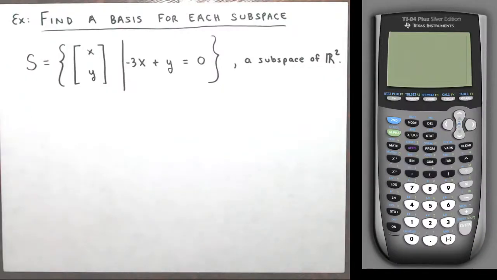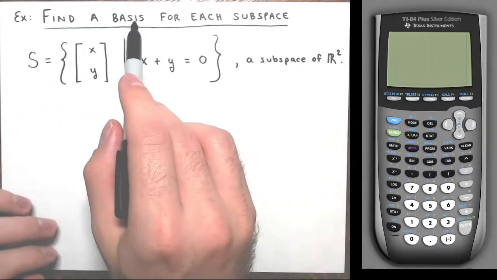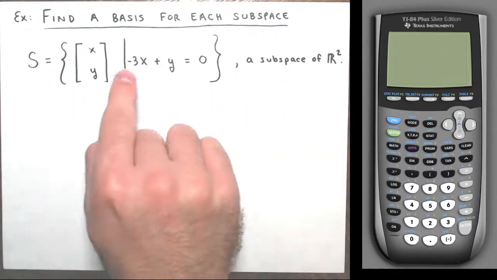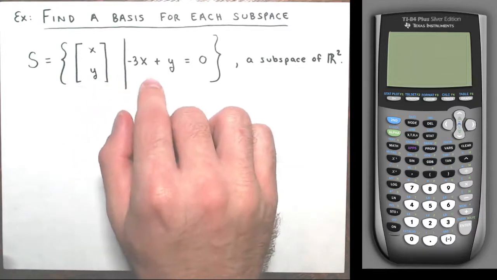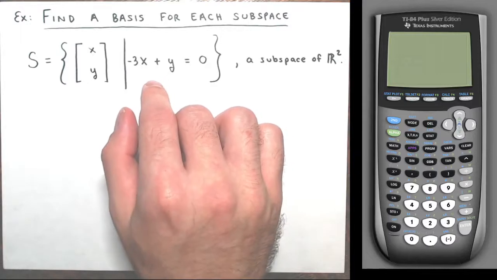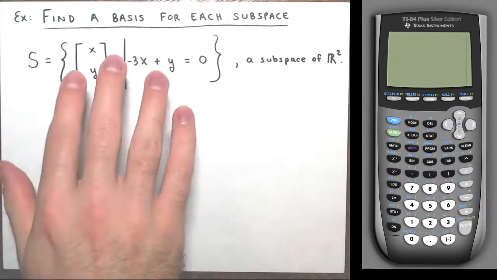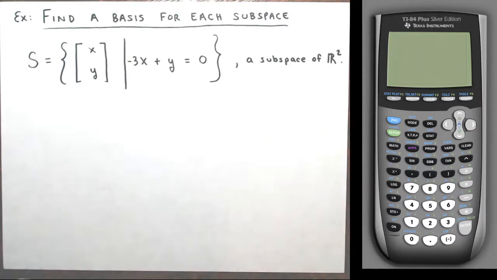So my first example, and this is the same instruction for every example for the rest of the video: I'm asked to find a basis for each subspace. I'm already telling you this is a subspace. You can check it on your own. You can see that it's non-empty, it's closed under vector addition, and it's closed under scalar multiplication. And it's a subset of R2, so it inherits all those other eight vector space axioms. So this is a vector space, a subspace of R2. Again, I'm not going into that. You check that on your own.